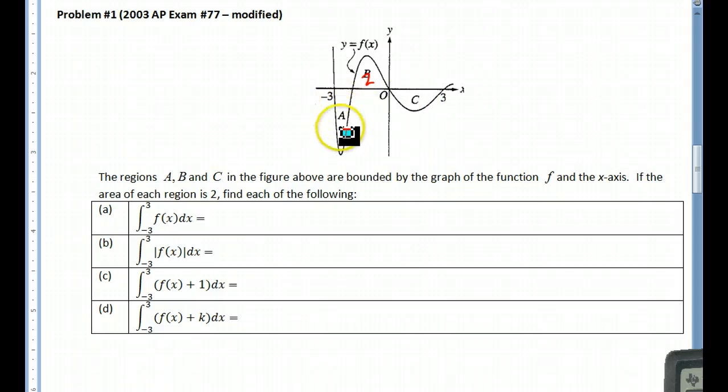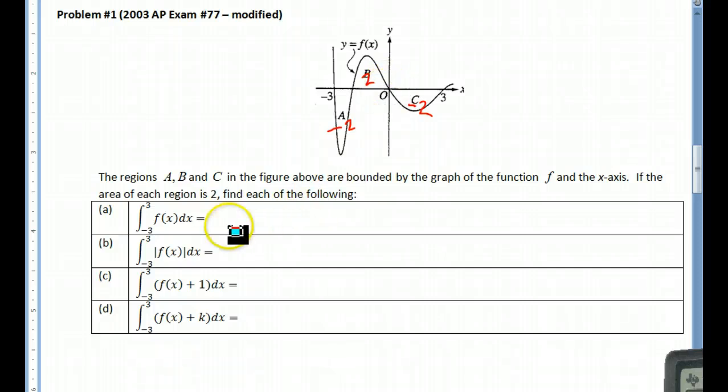But down here, what kind of triangles or rectangles do we have? Either way, it's 2. They're negative. So down here, the area of A is a negative 2. And down here, C is negative 2 also. So these two areas cancel each other out from negative 3 to 0.